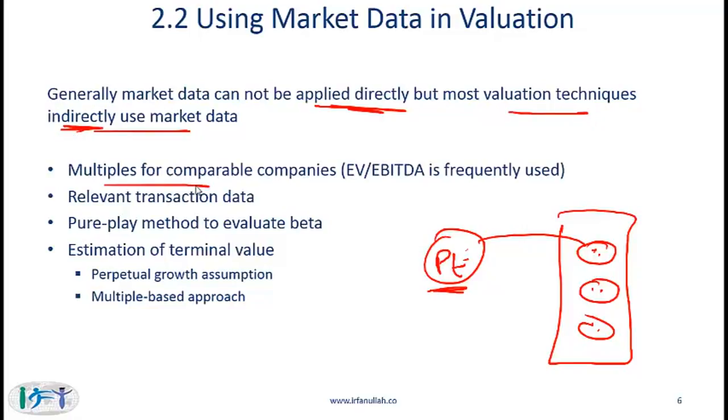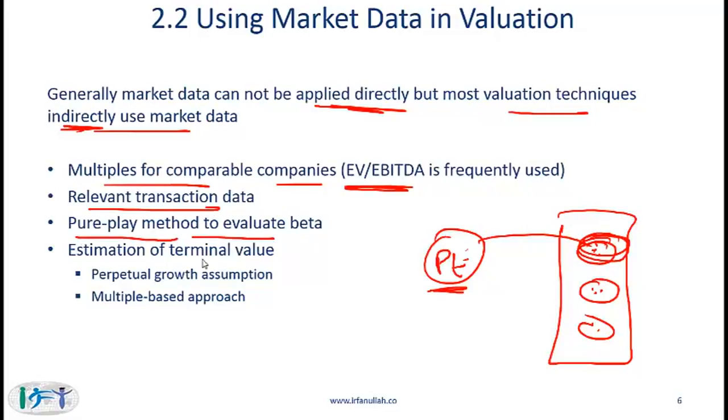One is to use multiples for comparable companies. In other words, if this is a private company, but there are public companies that to some extent are like this private company, then obviously comparables will be used. And the multiple that is used quite often is the enterprise value to EBITDA multiple. Relevant transaction data: if there have been transactions in the past involving companies that are similar to these, then obviously that transaction data is used.